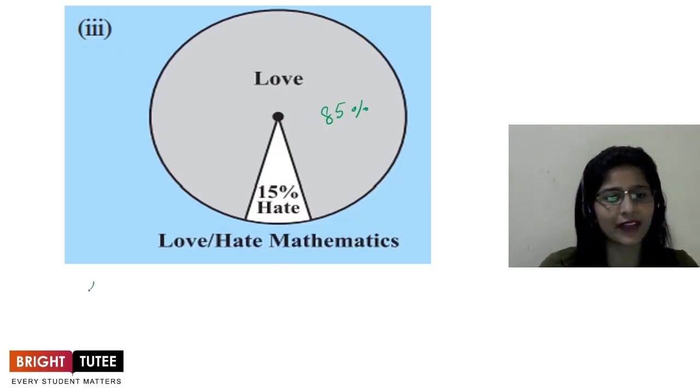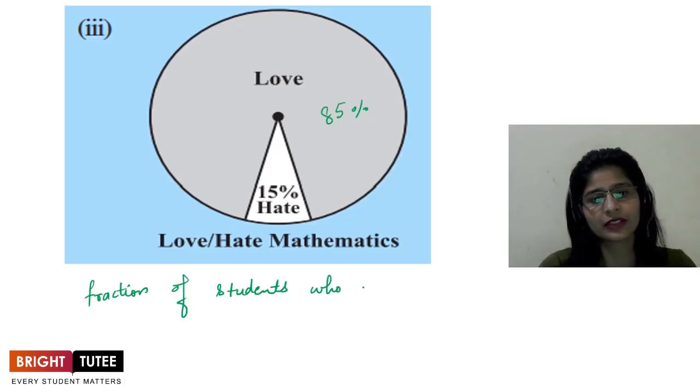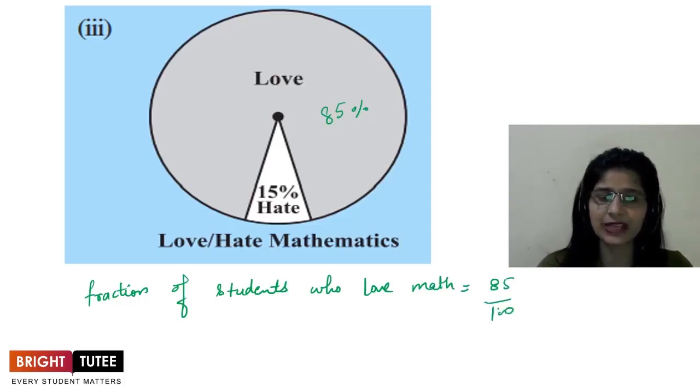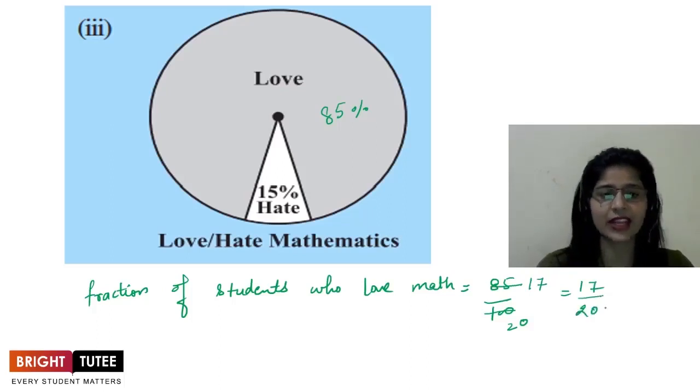So we will write fraction of students who love mathematics or who love math. How much? 85%. So 85 upon 100. You can convert it into the simplest form. So let us convert it. 5 2s are 10, 0, 5 1s are 5, 5 7s are 35. So 17 upon 20. This is the fraction.